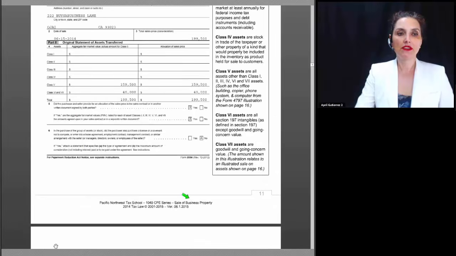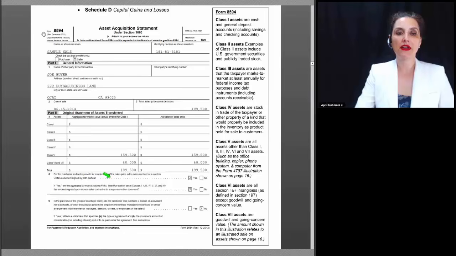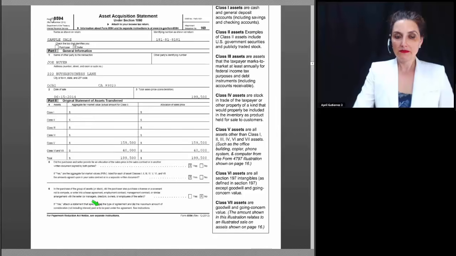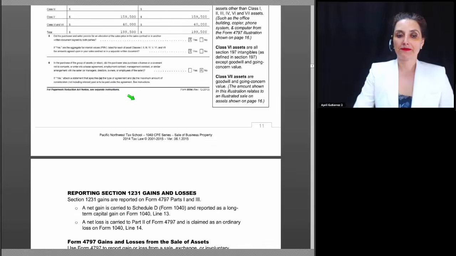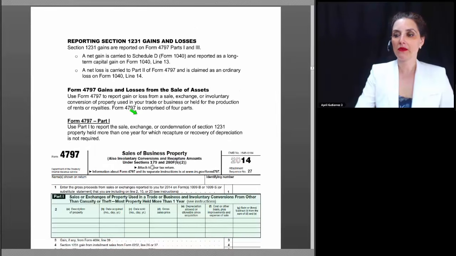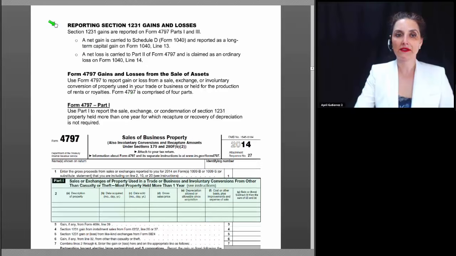So this particular form that I filled out, Form 8594, I've used it to actually prepare an illustration for the sale of business assets on Form 4797. So we're going to be keeping this particular transaction for the sale of a business by sample sale to Joe Buyer of these particular classes of assets and how we're going to deal with that. So let's look at the Form 4797, and then we'll go into an illustration of how to complete Form 4797.